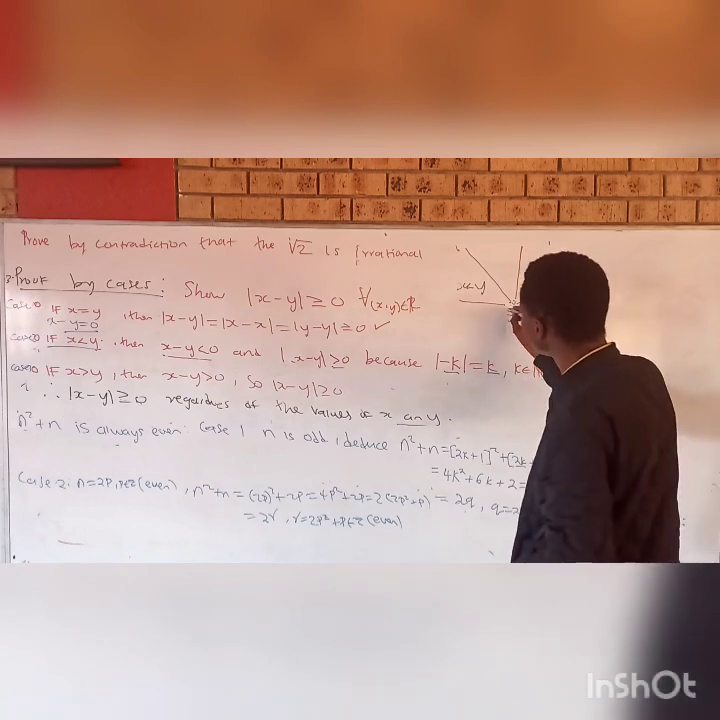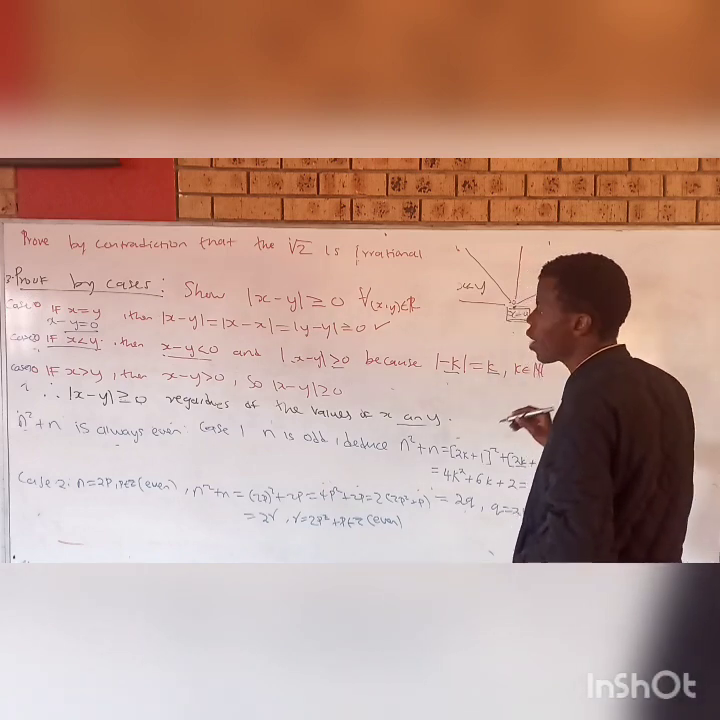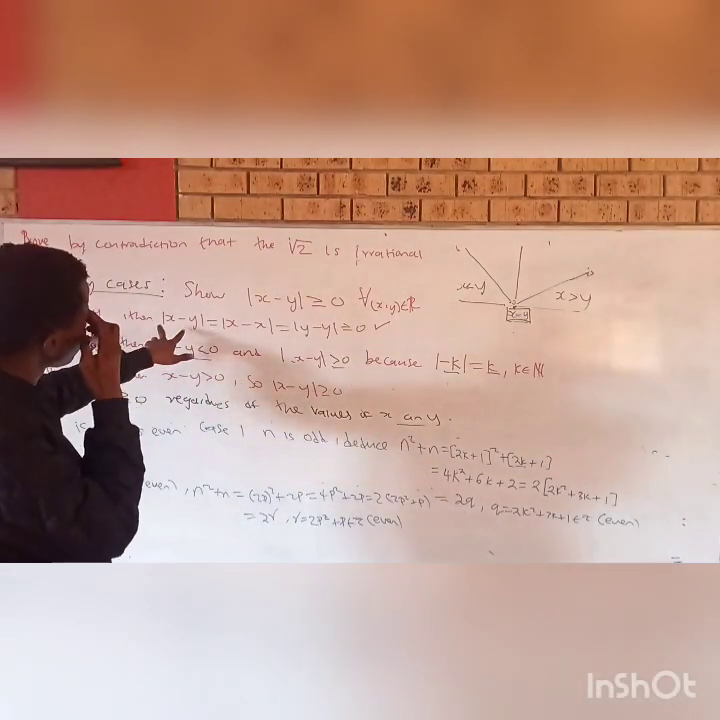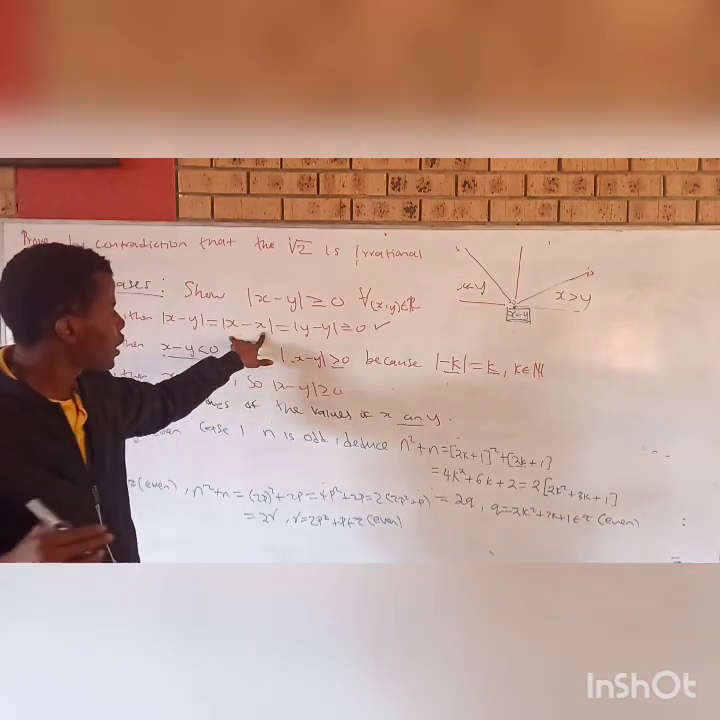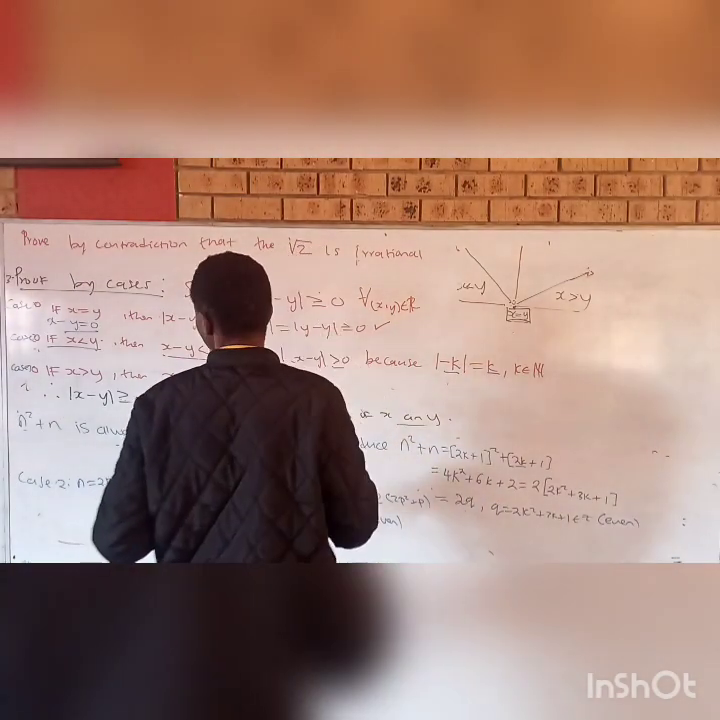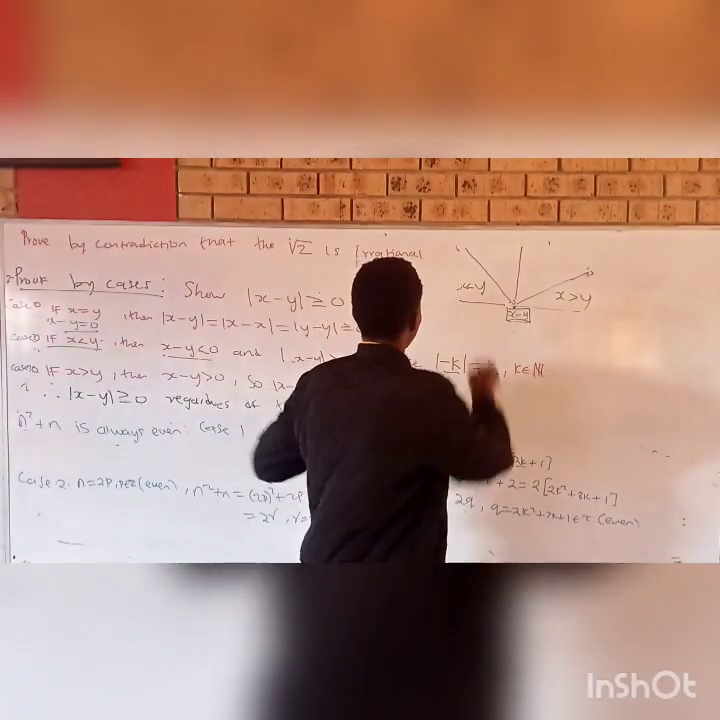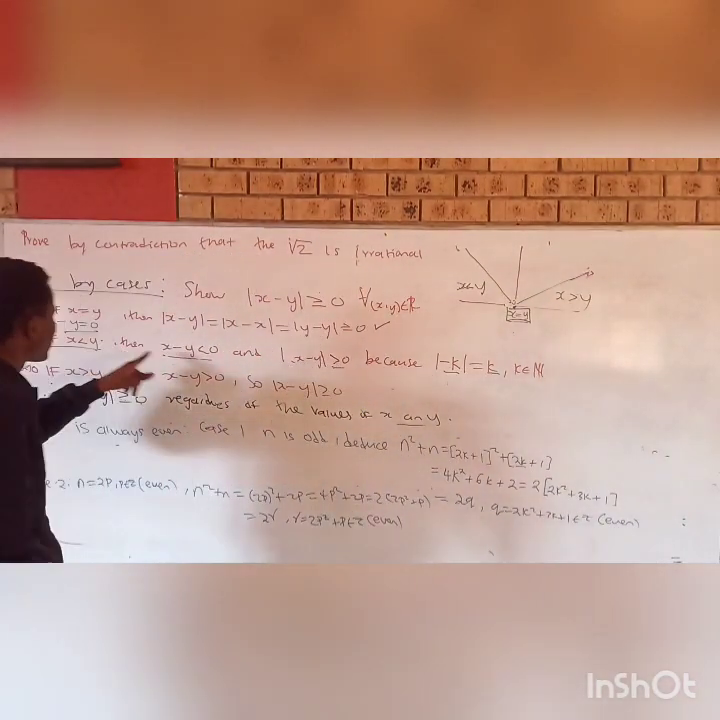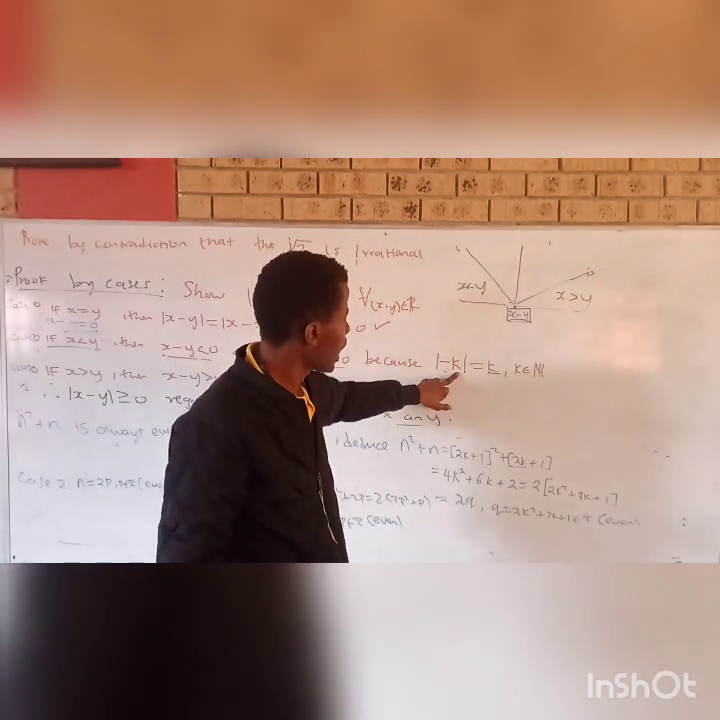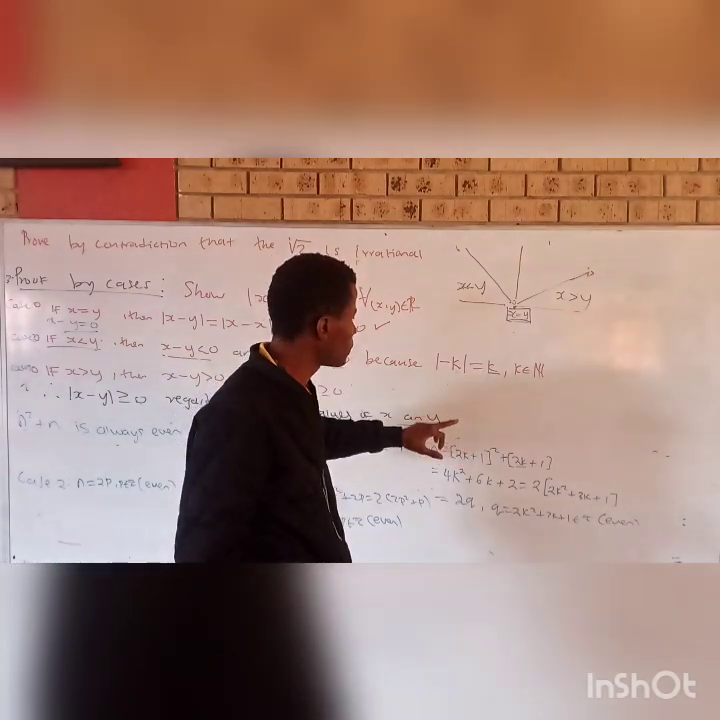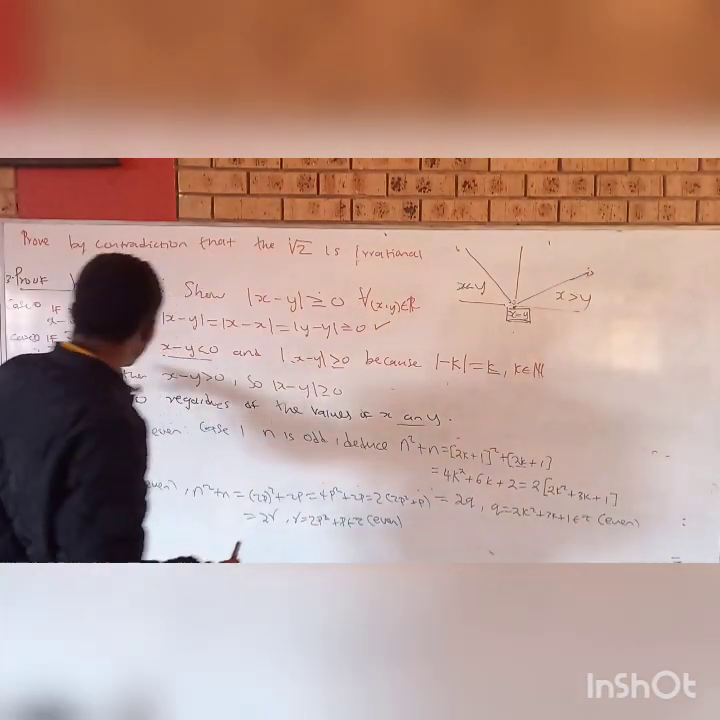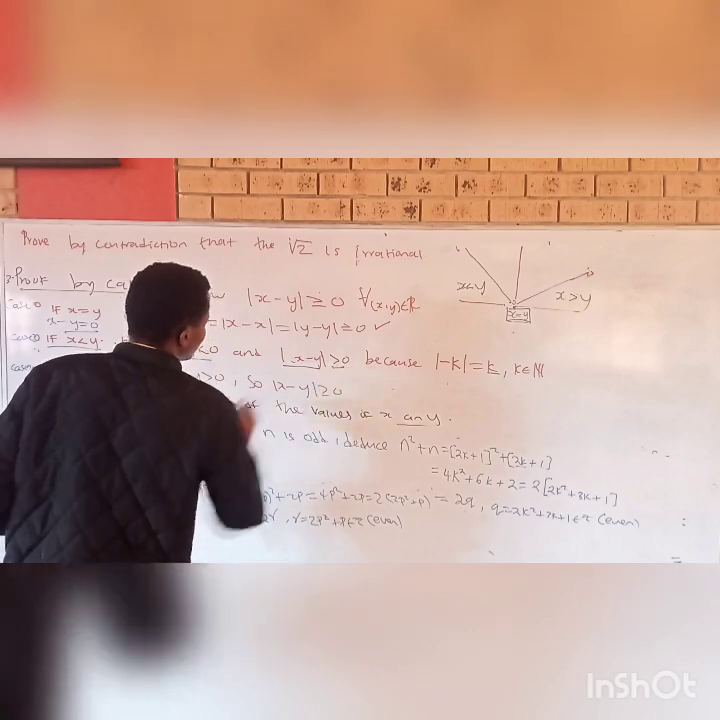So we have three cases. Case 1, what happens if x equals y? It means that x minus y is 0. So the absolute value of x minus y is the same as the absolute value of x minus x, or y minus y, which is 0. So the condition holds. What happens if x is less than y? Case number 2, then x minus y is less than 0. And we know that the absolute value of a negative number is always positive. For example, the absolute value of negative k is k, for k an element of the natural numbers. So that's why this is greater than 0.